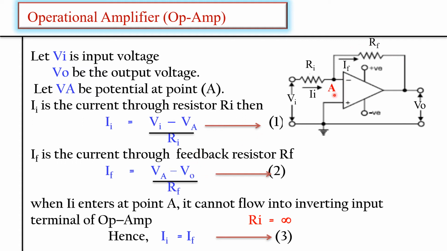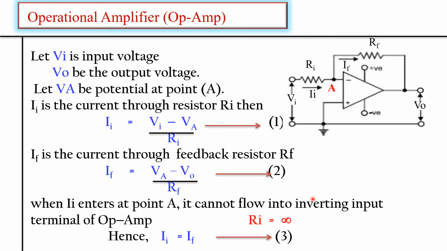Va, the voltage at this point, minus the voltage at this point, Vo, upon Rf. Okay. So let us label this as equation 1 and this as equation 2. When Ii enters at point A, it cannot flow into the inverting terminal of the op-amp. Already we have seen the characteristics of the op-amp.